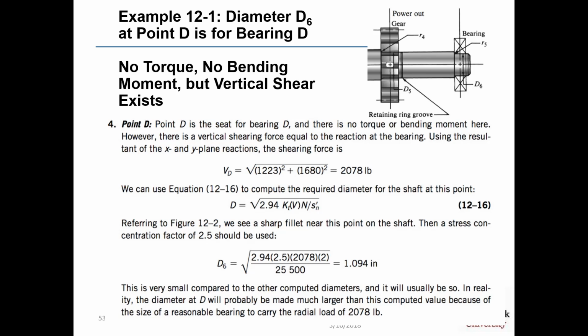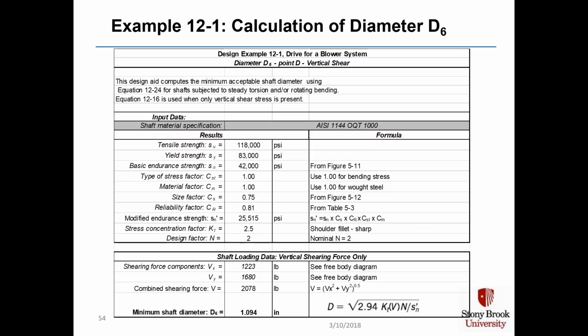In Chapter 14, we'll be able to explain that you probably will go with a larger diameter of D6 because you're going to need a fairly good sized bearing that can handle a radial load of 2,078 pounds, and that bearing will likely have a bore diameter that's a bigger number than 1.094 inches. And here's our calculation for diameter D6. This time at the bottom we're using shear forces in order to calculate diameter as opposed to torques and moments.